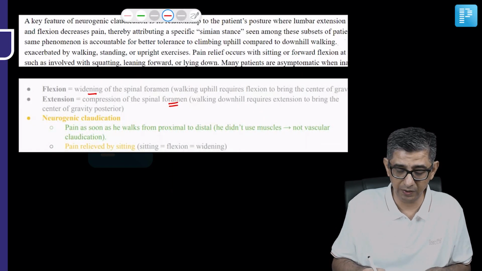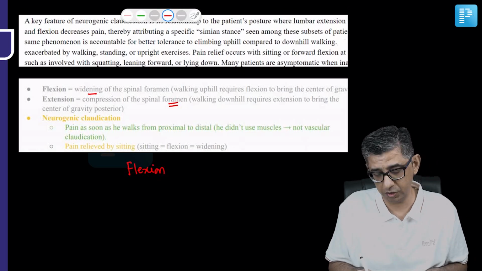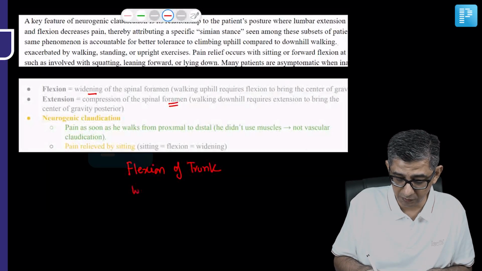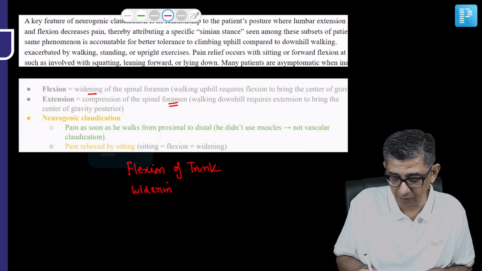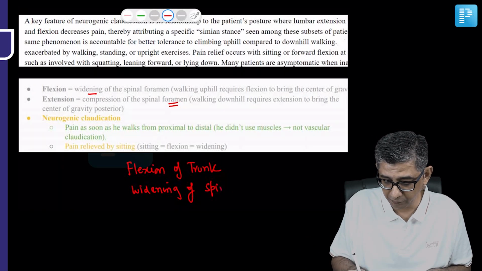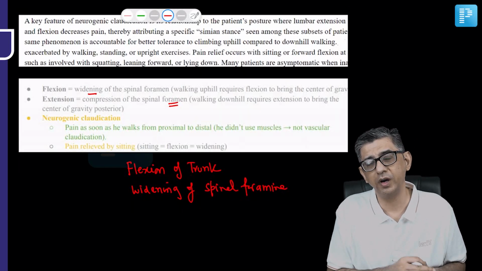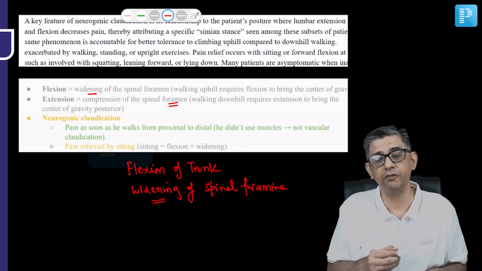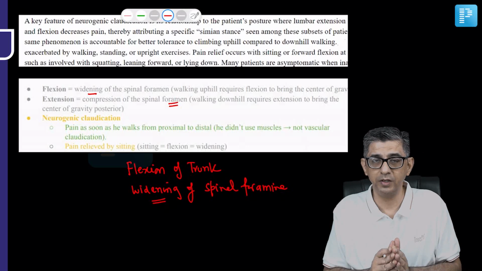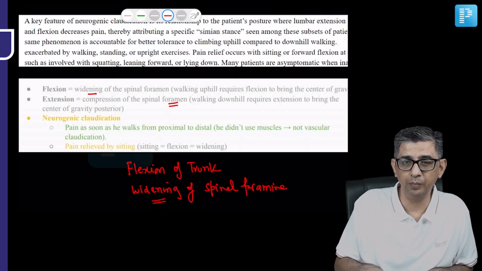I repeat once again, if this person is trying to climb upwards, there would be a slight flexion of the trunk. This flexion of the trunk causes widening of the spinal foramina through which these nerve roots are coming out. If you have widening of the spinal foramina, then the pressure on the nerves would be lesser, and therefore the neurogenic claudication component would become relatively lesser. So that's a peculiar presentation with lumbar canal stenosis: the pain of the patient is relatively less on climbing uphill as compared to going downhill.